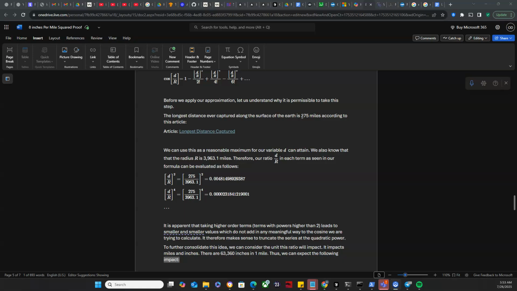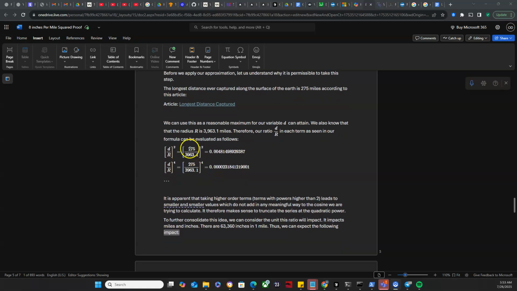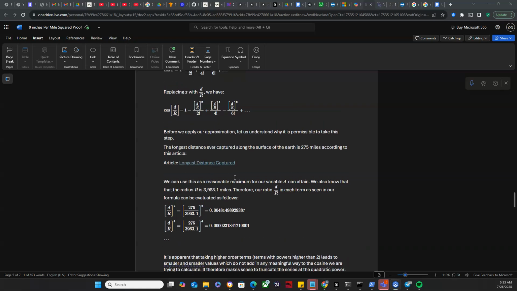Useful distance, basically. So if you say 275 divided by 3,963, we have this, and you square it, you have this. If you take the fourth power, you have this. So you can see that the quadratic expression is 1,000 times more relevant than the quartic power. So this simply implies that we should probably truncate this expression after the quadratic power right here.